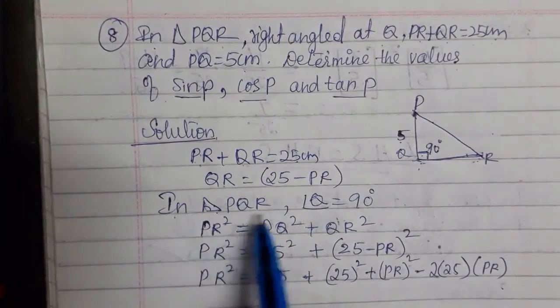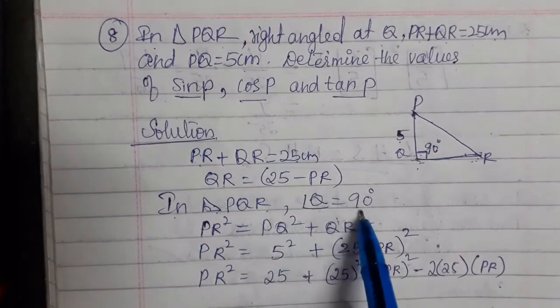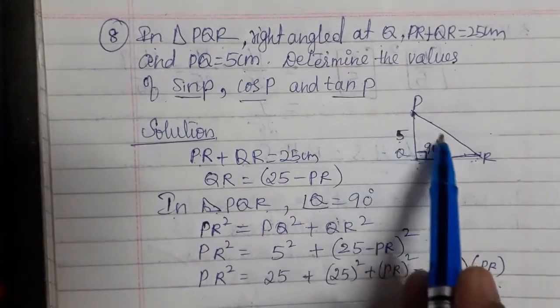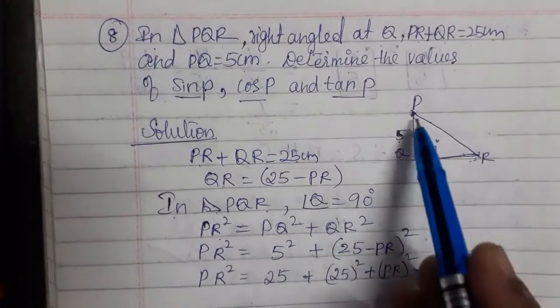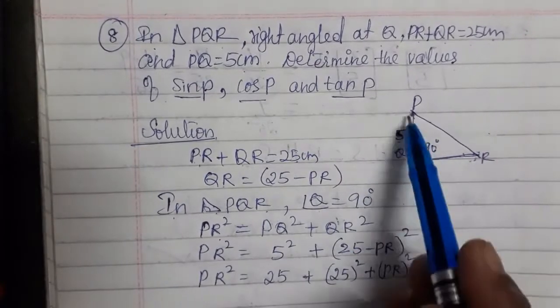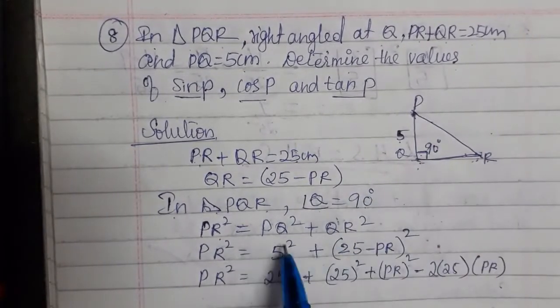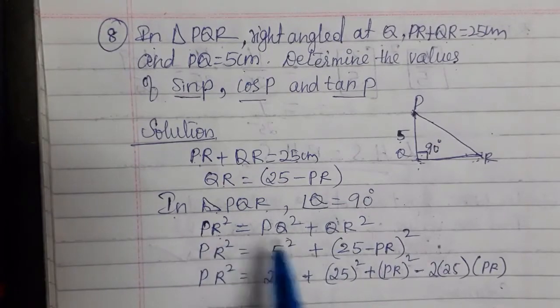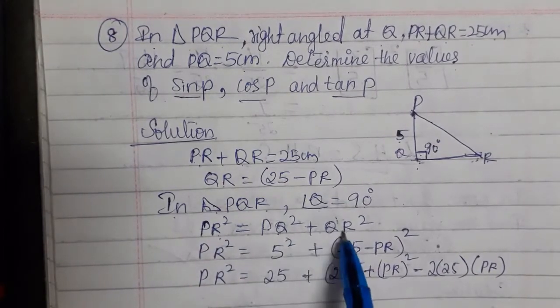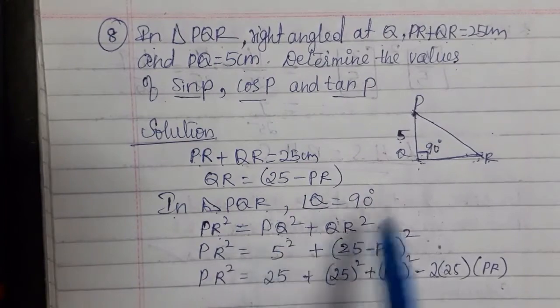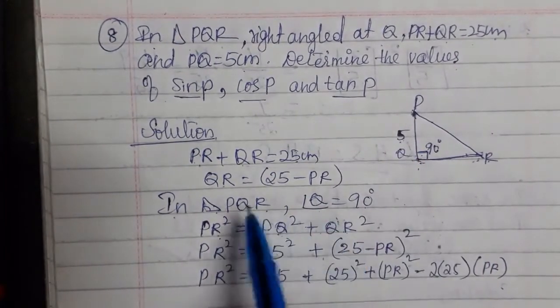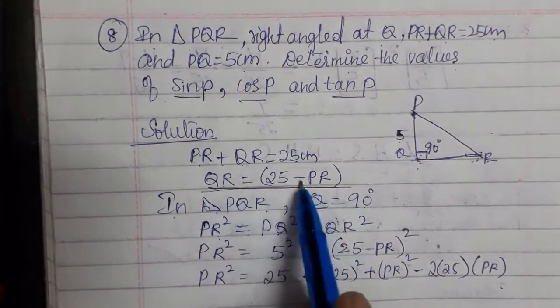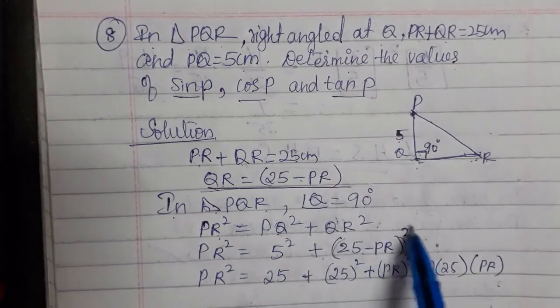In right angle triangle PQR, angle Q is equal to 90 degree. So square on the hypotenuse PR square is equal to sum of the squares on the remaining two sides, PQ square plus QR square. So PR square is equal to PQ square plus QR square. PR square is equal to PQ 5 square plus QR we have got here 25 minus PR the whole square.